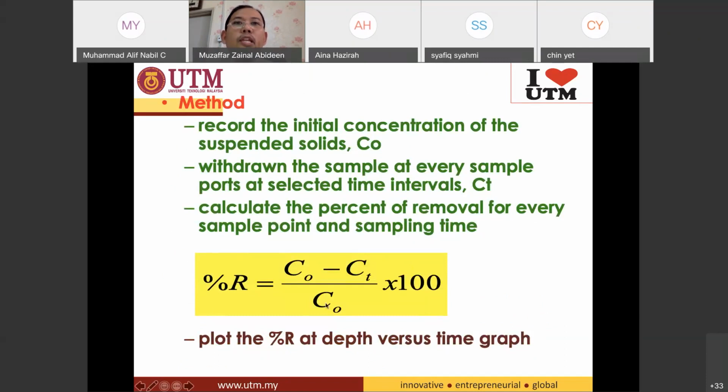If you remember that you start with 100 milligram per liter of silicon, and then at a certain time, the concentration is 60, and then you have to find out the percentage removal, right? So this is the formula. I think you know that. You don't really have to memorize this.